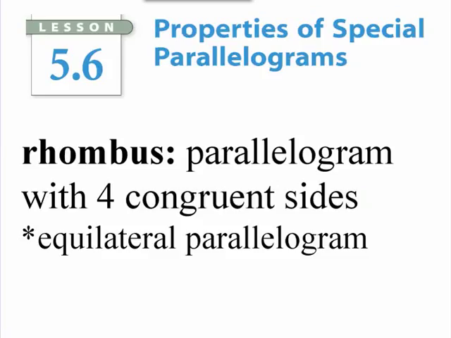So we're going to talk today about properties of special parallelograms. I've gone ahead and given you a sheet of graph paper, and we're going to draw a rhombus on that. So let's review what a rhombus is. In fact, a rhombus is a parallelogram with 4 congruent sides. It is also called an equilateral parallelogram.